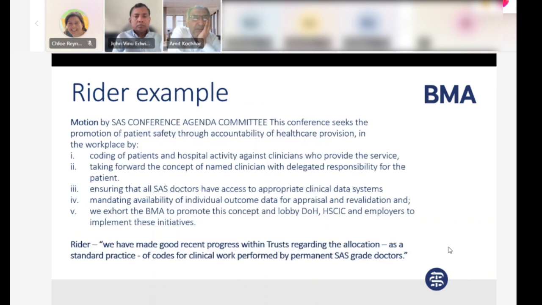Okay, and that's the example. There was a motion from the Conference Gender Committee about coding, and there was a rider attached to it. Next slide.